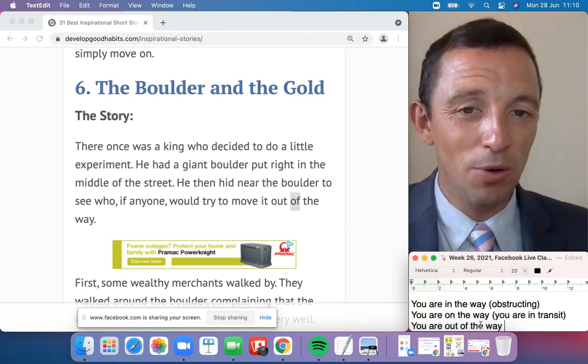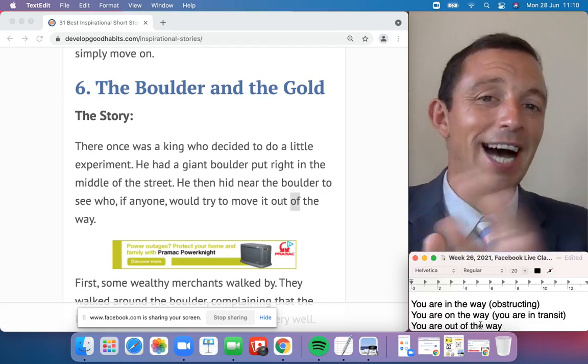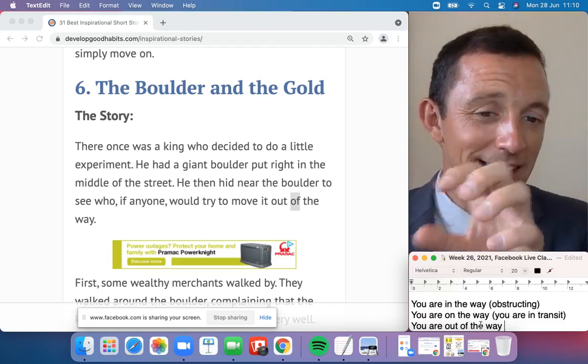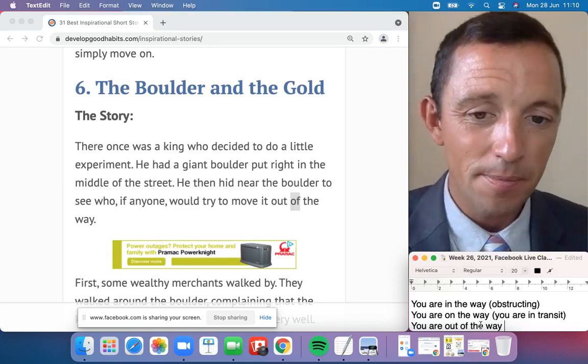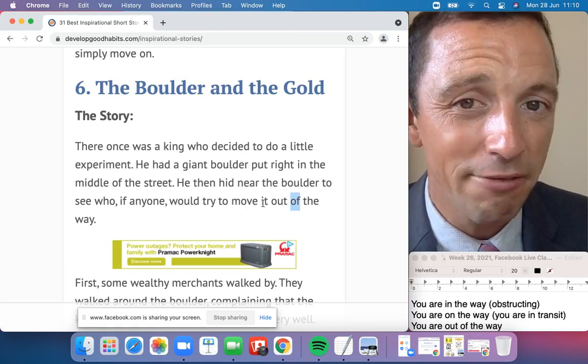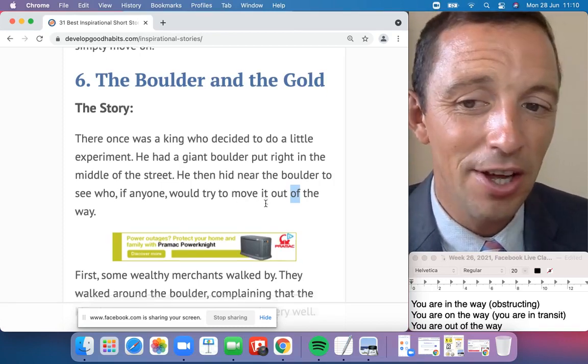So you are out of the way, and it's flexible because you can say the application for the job is out of the way. You don't have to worry, you don't have to concern because it is out of the way. Okay, and here it's to move it out of the way so people don't have to worry and nobody has to be concerned because it's out of the way.